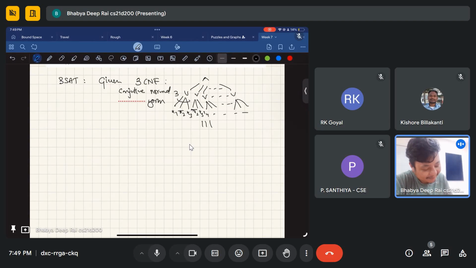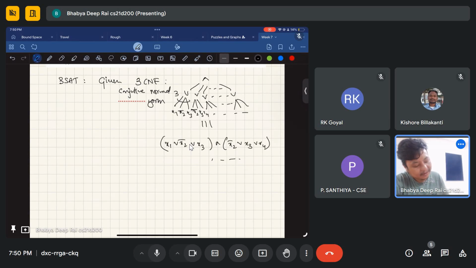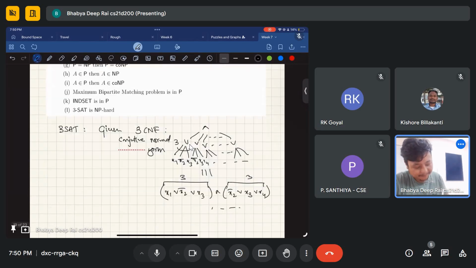It can also be written as a formula as x1 or x2 bar or x3 and x2 bar or x3 or x4 and so on and so forth. Note that the size of each clause is 3, and this is called a 3 CNF. You want to check if a 3 CNF is satisfiable.